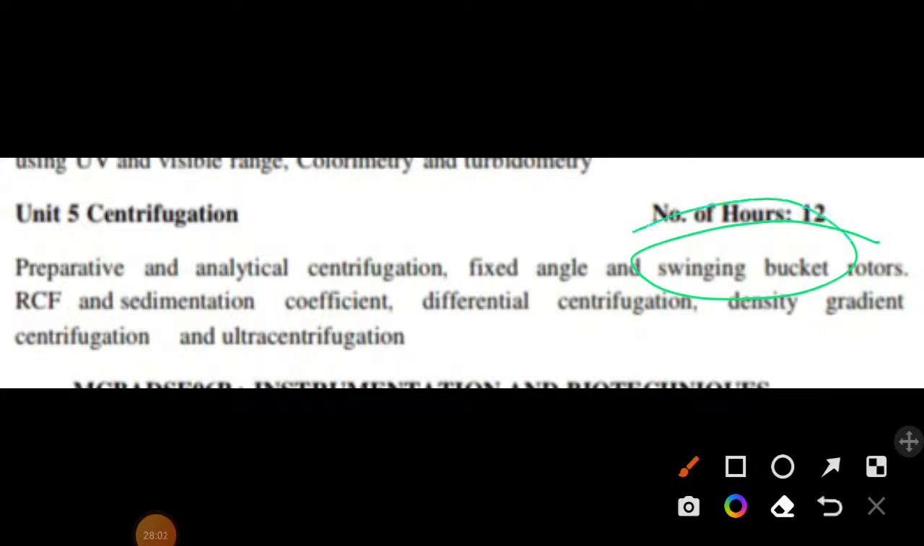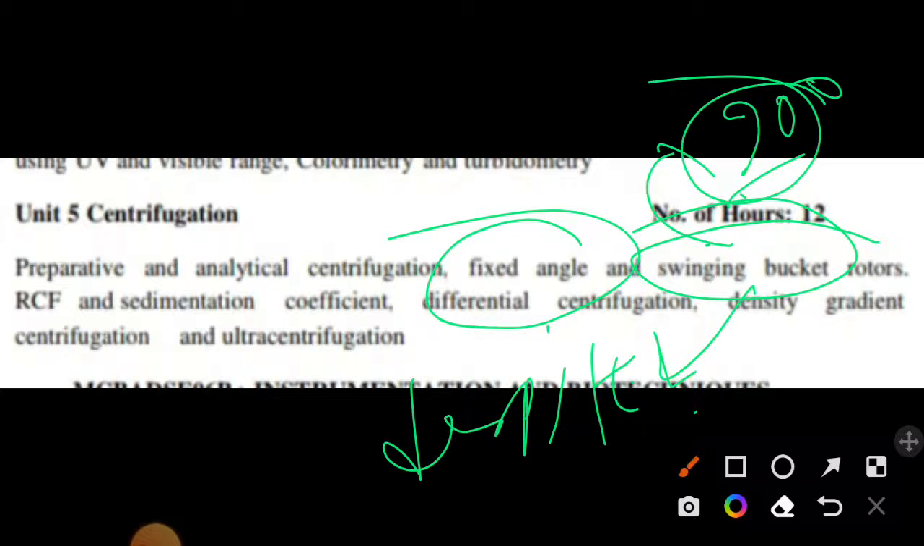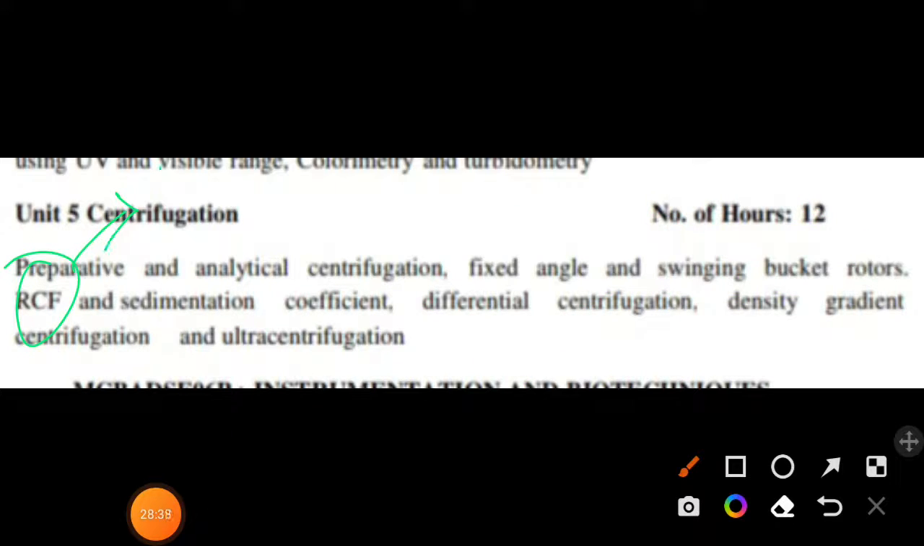The opposite case is in the swinging bucket rotor, where we are holding our tubes at a 90 degree angle. Here, although we are not providing as much speed as in the fixed angle rotor, the swinging bucket rotor allows us to pellet our entire sample, because the position of the sample is exactly in the direction of our force. So the RCF value we have discussed, that is the comparative study, smaller omega square by g.